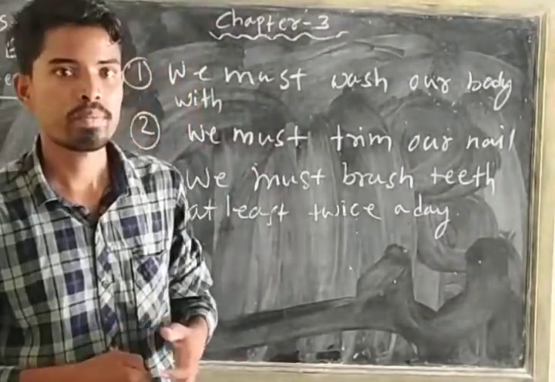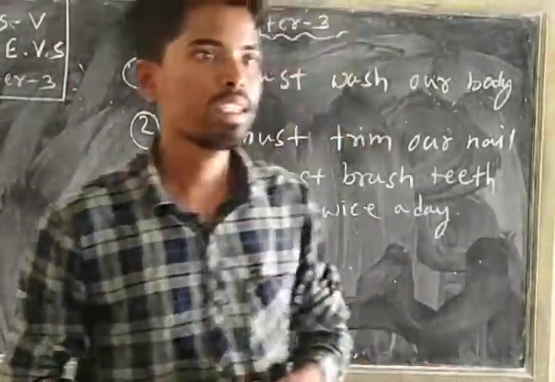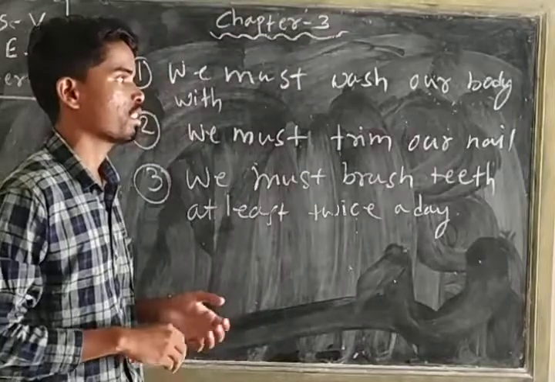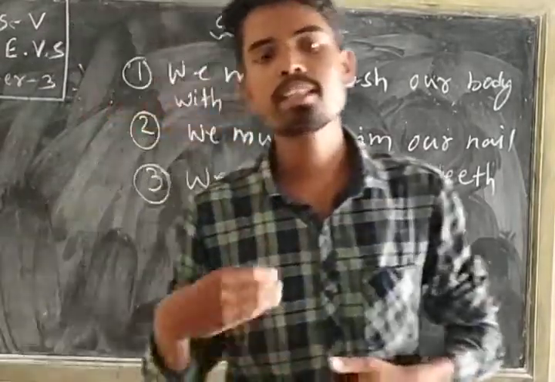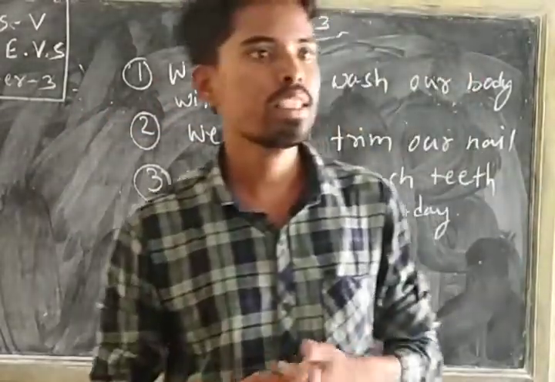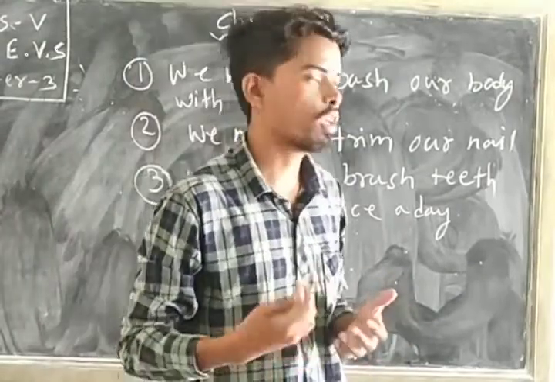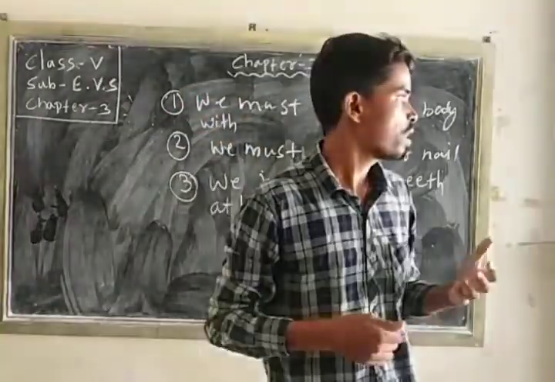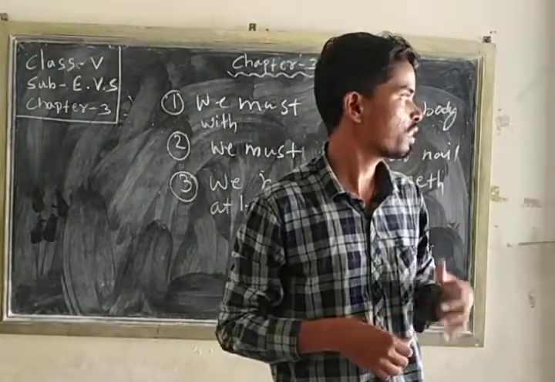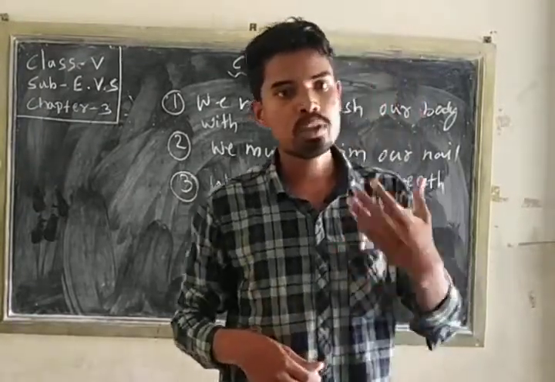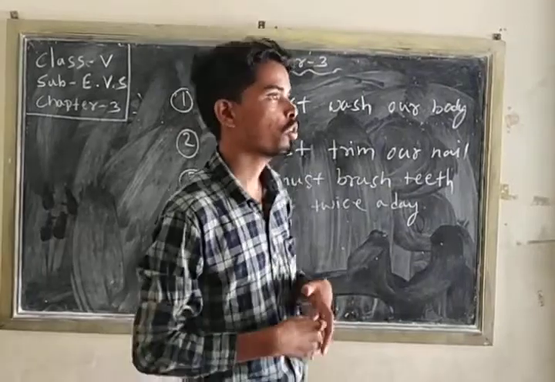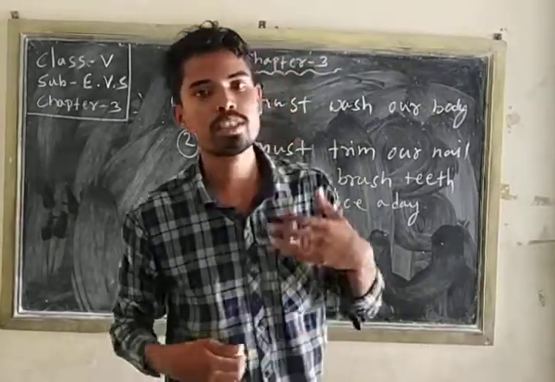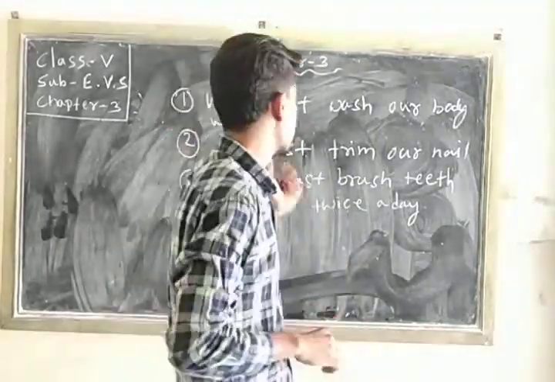Okay, so now comes the disease. What is disease? So we can define the disease. Disease is abnormal function of our body. Okay, there are mainly two types of disease: non-communicable disease and communicable disease. Okay, so types of disease.